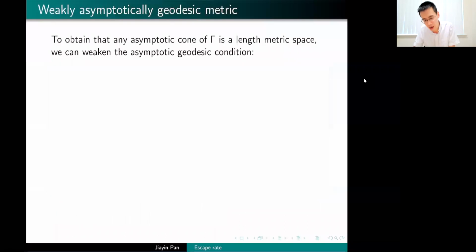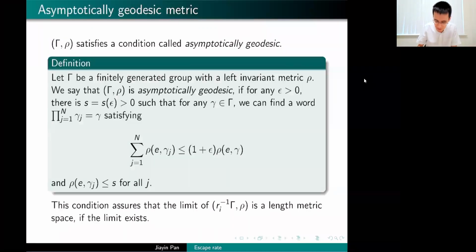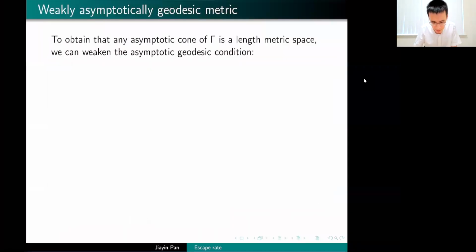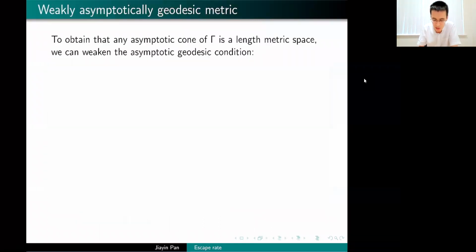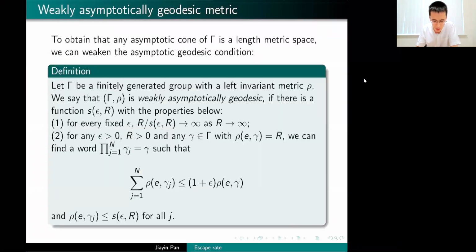Okay, so now we go back to that. If one just wants to get that the asymptotic cones are geodesic or are length metric spaces, we can actually weaken the condition a little bit. So this is the asymptotic geodesic condition. We can weaken it a little bit to the following one, the so-called weakly asymptotically geodesic.